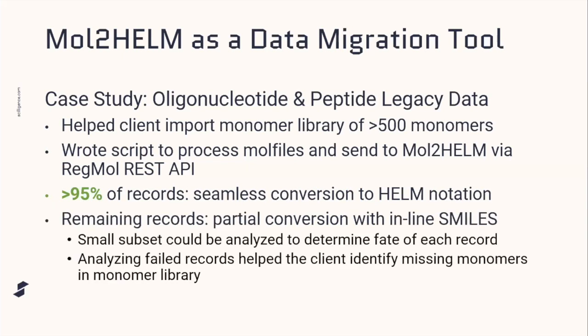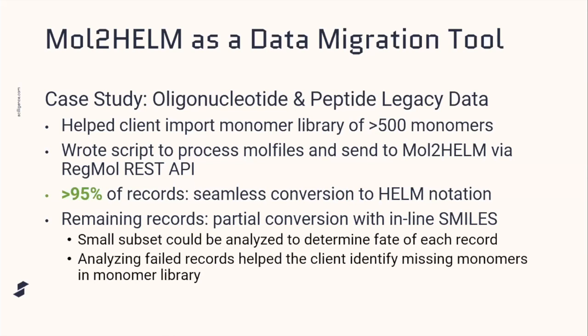As for the remaining records, HELM has support for something called inline smiles, which is essentially a way of allowing you to include sections of the structure that you don't necessarily want to define as a monomer, sections that are meant to be free drawn because they're only ever going to be used once. And so the way Multi-HELM handles fragments that it can't identify as monomers is it converts them to inline smiles.